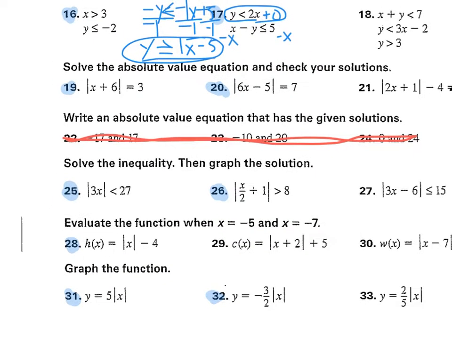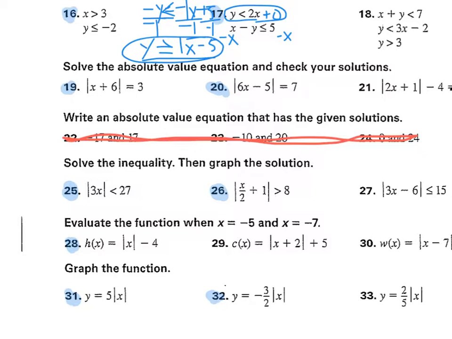We're skipping 22, 3, and 4. Jumping down to 25 and 26. You're to solve these inequalities, just like you did up here. Make two problems, but remember the second one, you have to flip this around and change the sign. So keep the x divided by 2, plus 1, on the first one is greater than 8. The second one, flip it around and change the sign. And then graph your solution. This you just graph on a number line.